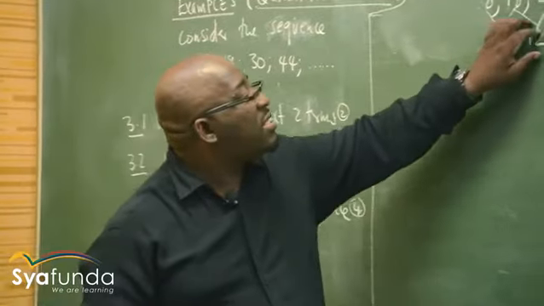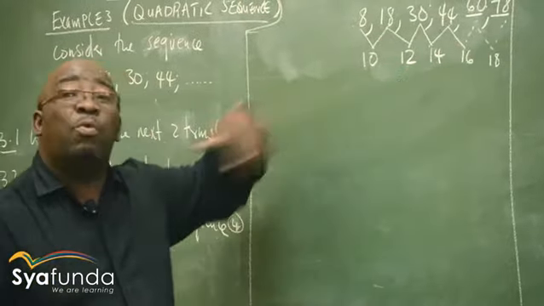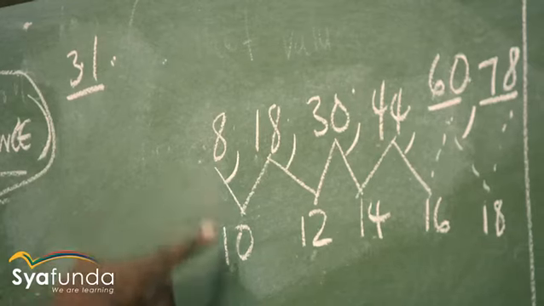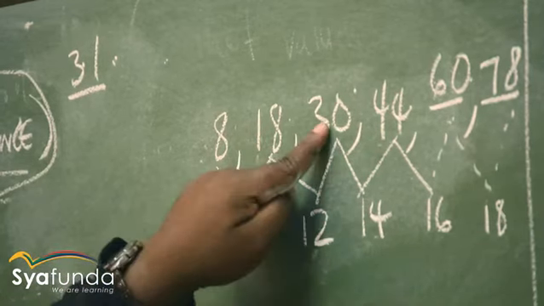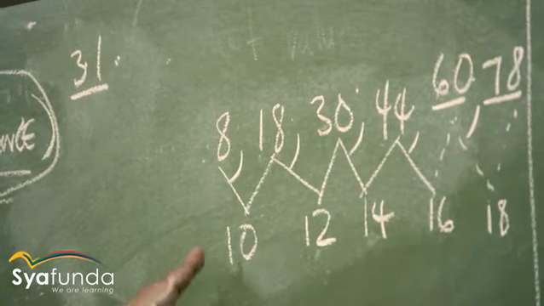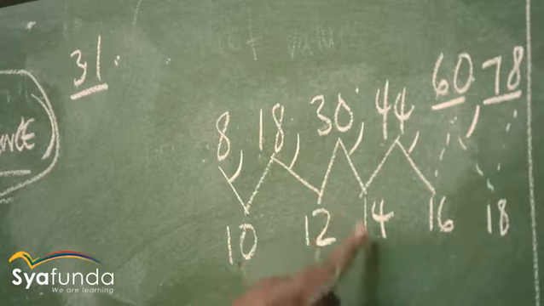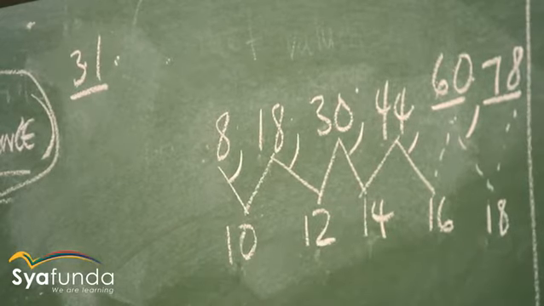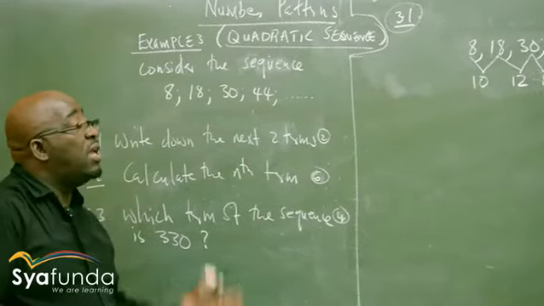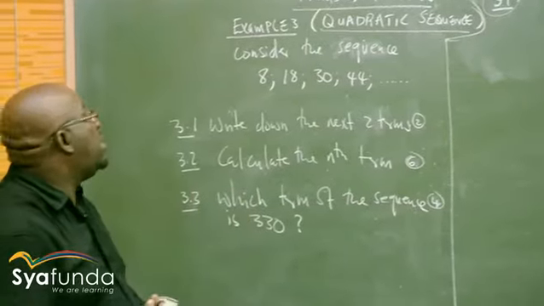As you write this, this is the first difference, which is not common. It will help us to find the next two terms. We said 8 plus 10, it's 18. This plus this will give us that one. This plus this will give us this one. As I write this, I picked up the pattern. It is 10, 12, 14, 16, 18, and so on and so forth. So that is how we respond to the first question of finding the next two terms. In this particular case, it was 60 as well as 78.